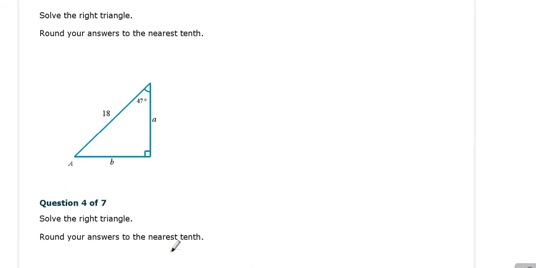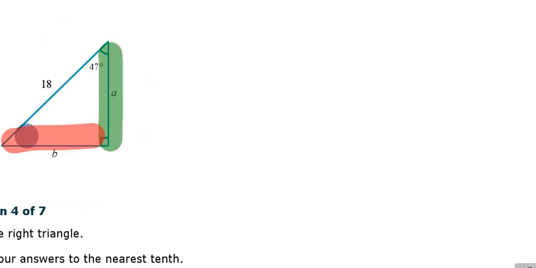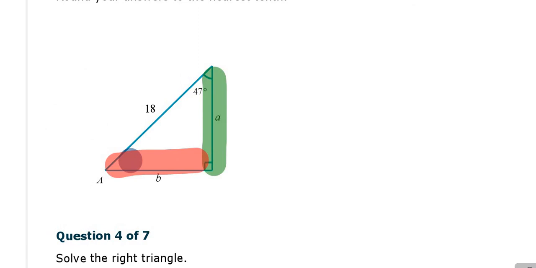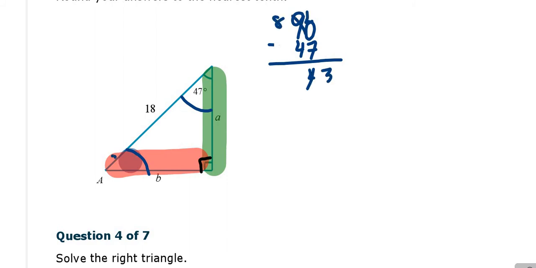It says solve for the right triangle. It's going to want 3 things. It's going to want this angle, this side, and the other side. So in this particular one, to solve for the angle, that's easy. That's simply going to be 90 minus 47, because I already have a 90 degree here. So that gets you your angle, 43 degrees.